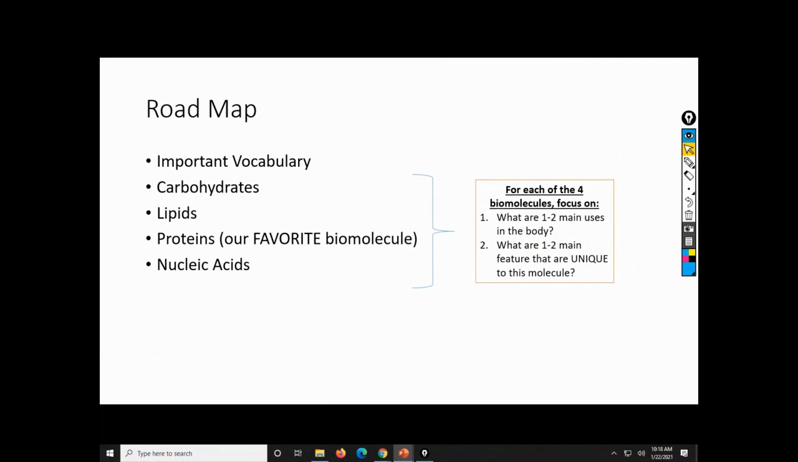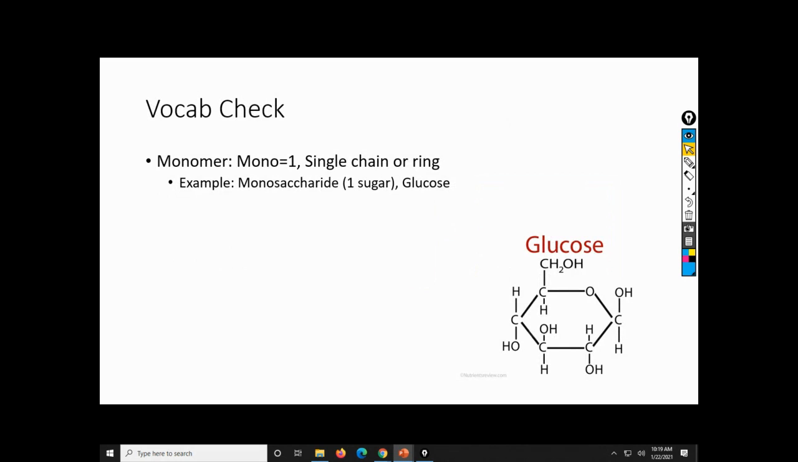Okay, so let's start by looking at some important vocabulary that's going to help us deal with our biomolecules. And specifically, how do they exist? How do we create them? What are they? And how do we break them back down? Right? Because ultimately, when we're talking about biomolecules, we're talking about building blocks, we're talking about food, right? How do we have resources? Okay, so term number 1, monomer.